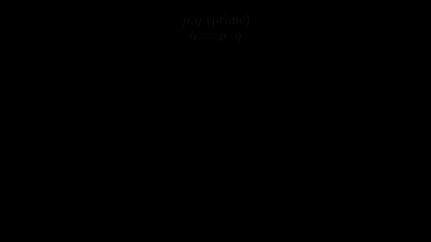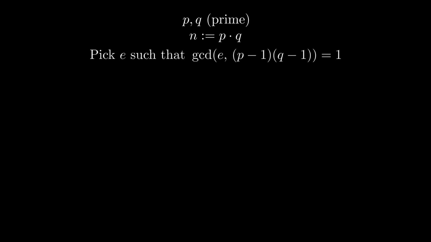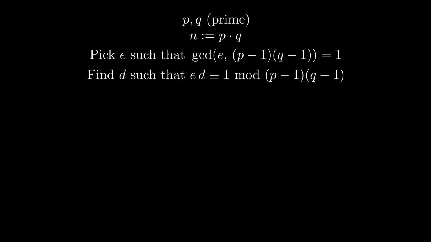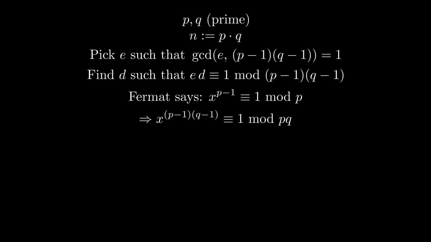To see how it works, start by picking two primes and let the modulus n be their product. Let the public exponent e be a number coprime to p-1 times q-1. Because e is coprime to p-1 times q-1, we can find an integer d that multiplies with e to give 1 mod p-1 times q-1. Fermat's little theorem implies, for odd primes p, x to the p-1 is congruent to 1 mod p. Applying this for both p and q shows that x to p-1 times q-1 is congruent to 1 mod pq. Recall that p times q is n.